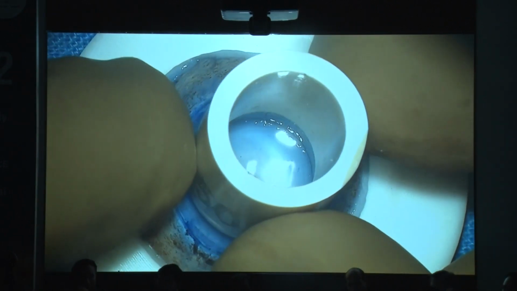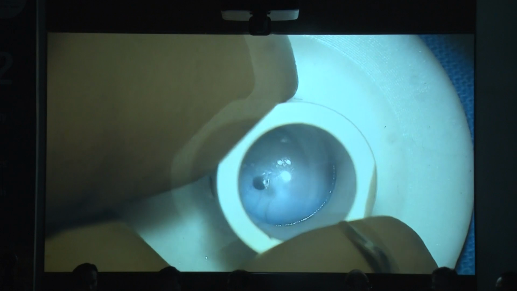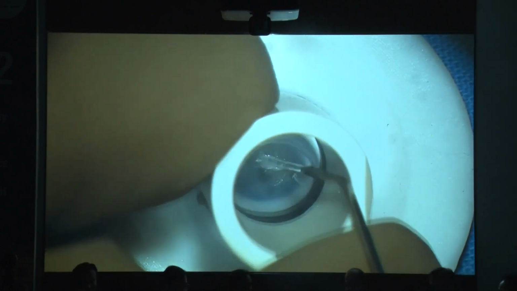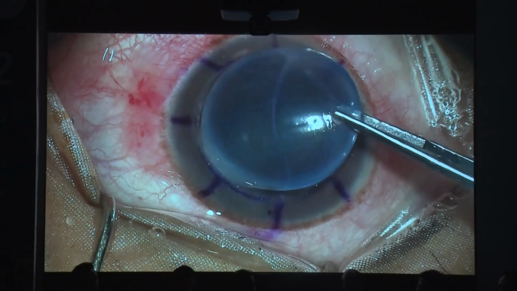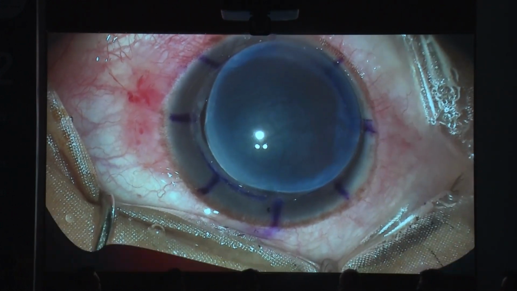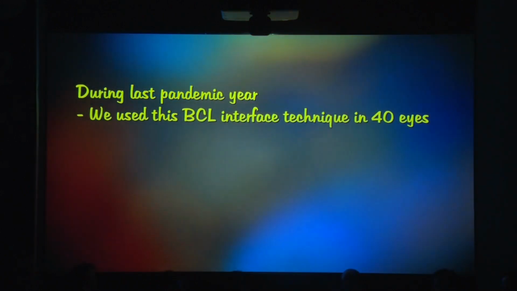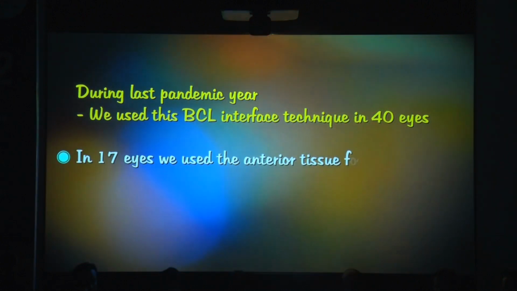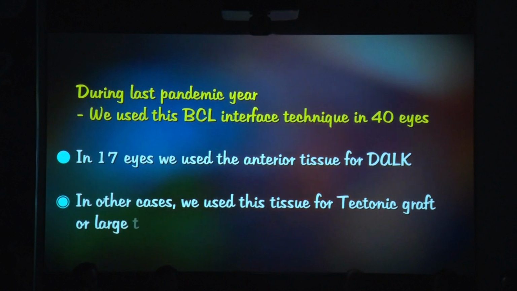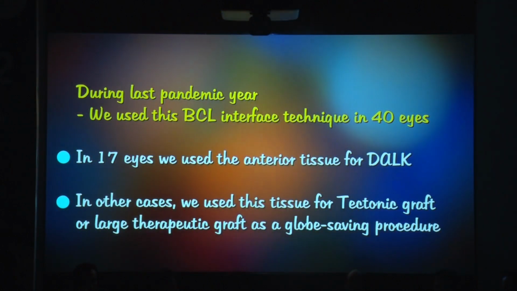Since the faint 9.5 mm mark from the initial partial trephination is already there, harvesting up to a 9.5 mm DALK graft is possible, and there is no need to do Descemet endothelial removal in this case. During the past pandemic-stricken year, we have used this BCL interface technique in about 40 donor tissues, 17 of which were used for DALK. In the other cases, the tissue was used for tectonic, large therapeutic grafts as a globe-saving procedure.